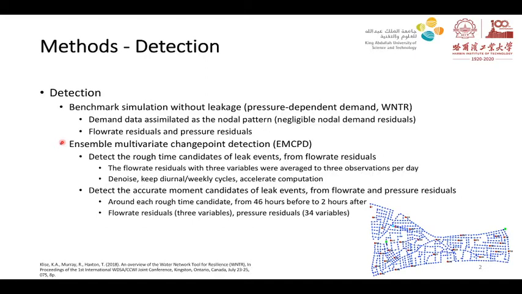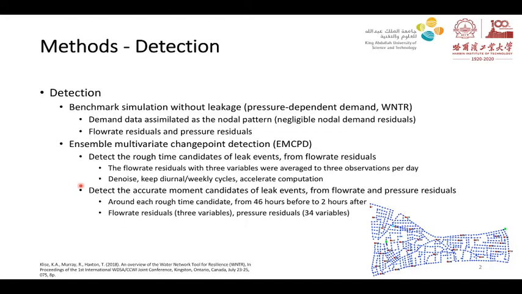In the first sub-step, we focus on the flow rate residues, in order to roughly detect occurrence times of leak events. In this part, the flow rate residues with 3 variables were averaged to 3 observations per day in order to denoise, keep diurnal or weekly cycles, and accelerate computation. After this sub-step, MCPD would have proposed rough time candidates of leak events.